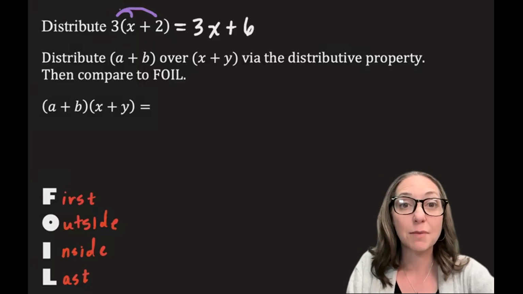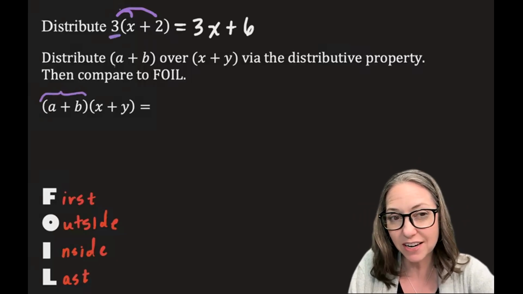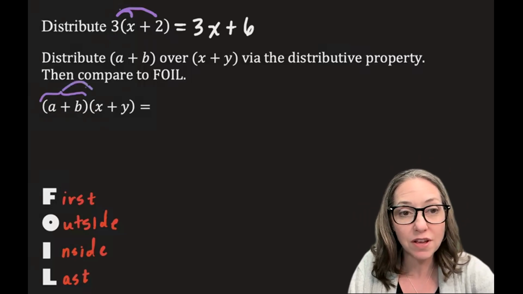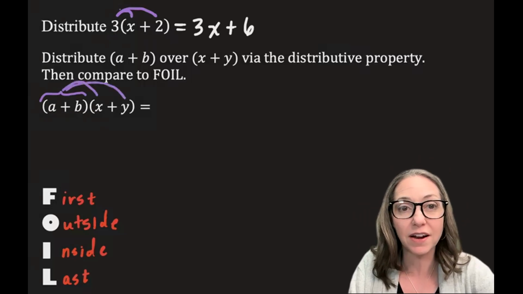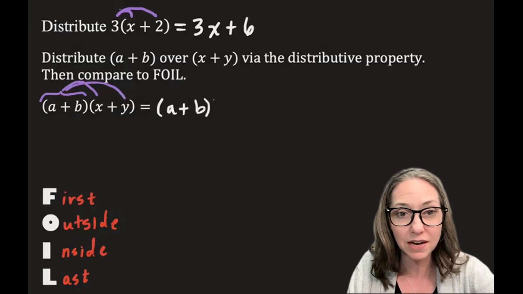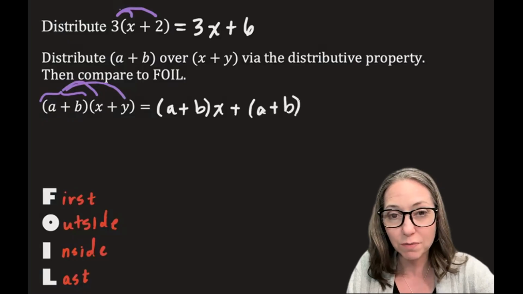Now let's take that same concept and multiply out this factor, a plus b, which we're going to treat kind of like the 3 we did right there. But we're going to multiply that out over the x plus the y. So that's going to give us, in parentheses, a plus b times that x plus a plus b times that y when we distribute it.